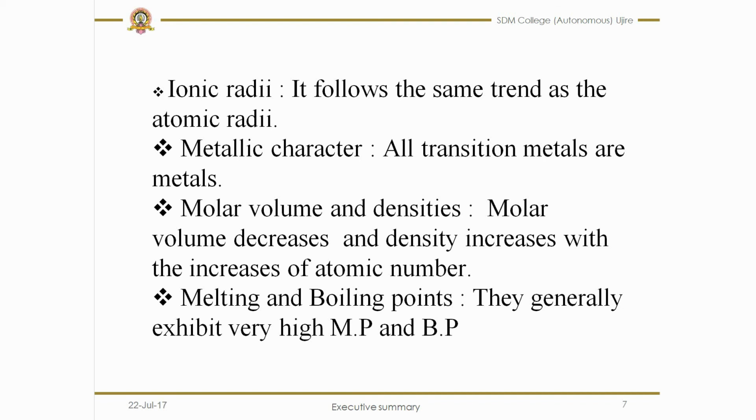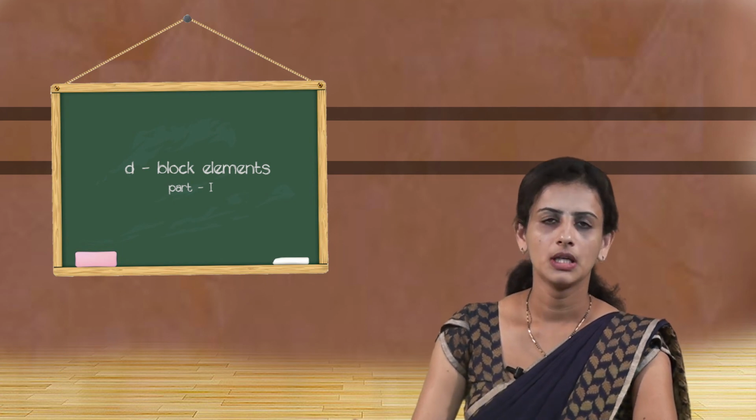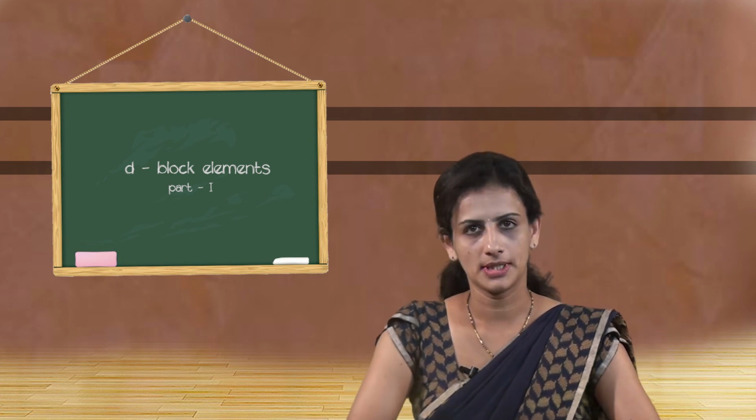The next one, the molar volume and densities. The molar volume decreases with the increase of atomic number, so the density increases. Next one, melting and boiling points. They generally exhibit high melting and boiling points. The next property is the oxidation state.